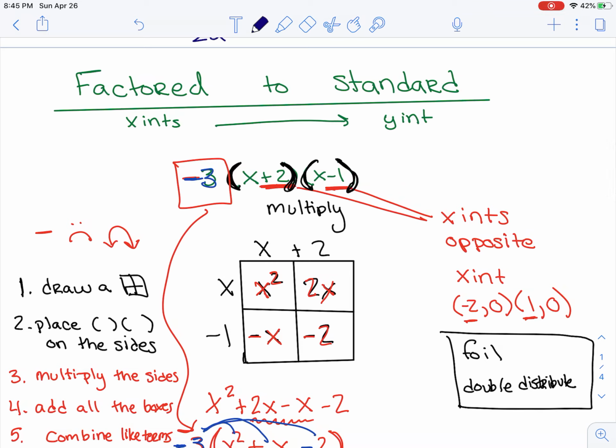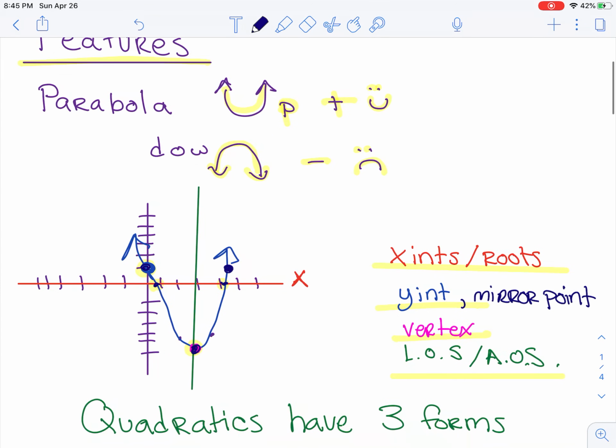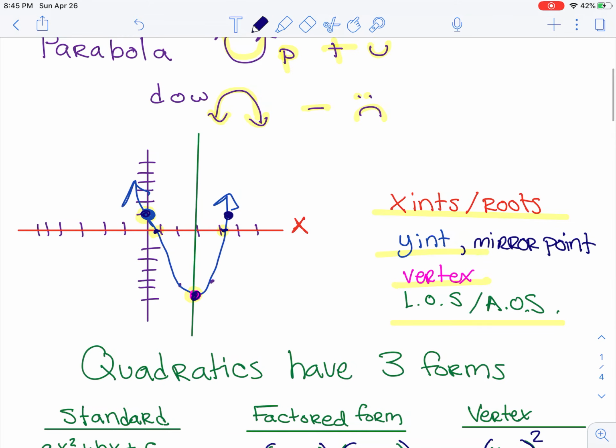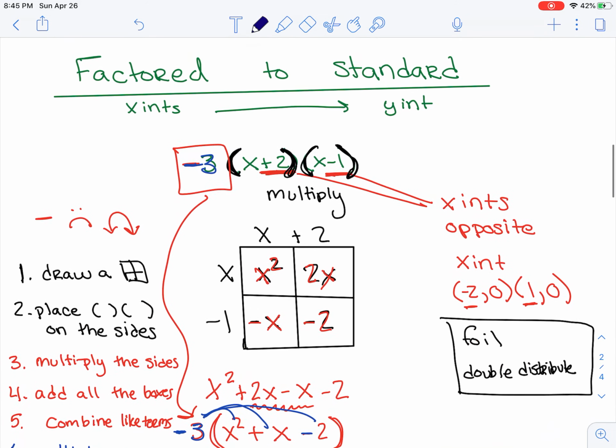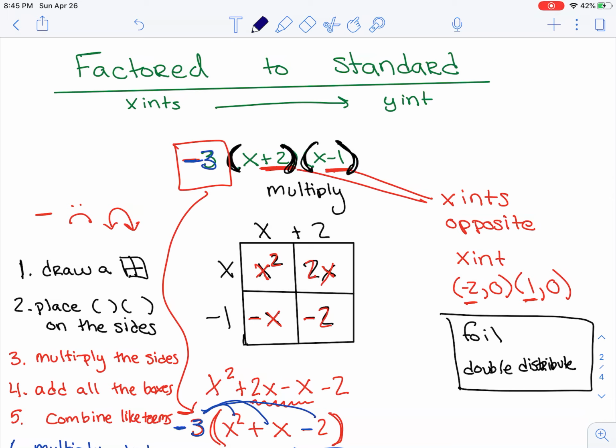So, last week we focused on going from factored form to standard form. On your Delta Math, you are going to have questions on the features of a parabola. So it's still going to ask you to recognize this looking at the graph. A lot of us are really good at that now. You're still going to have this factored to standard. So it's really important to me that you understand how to do this.